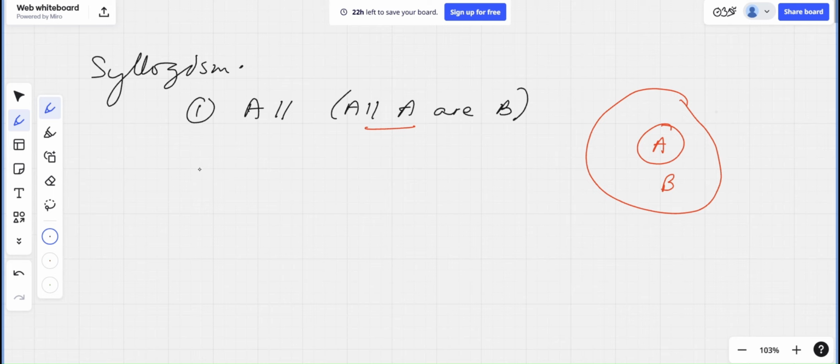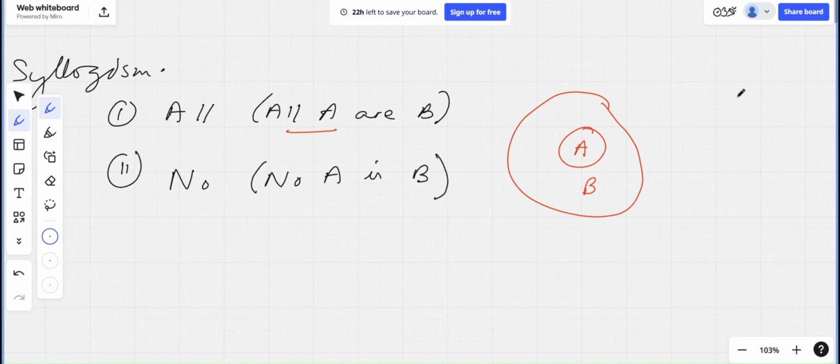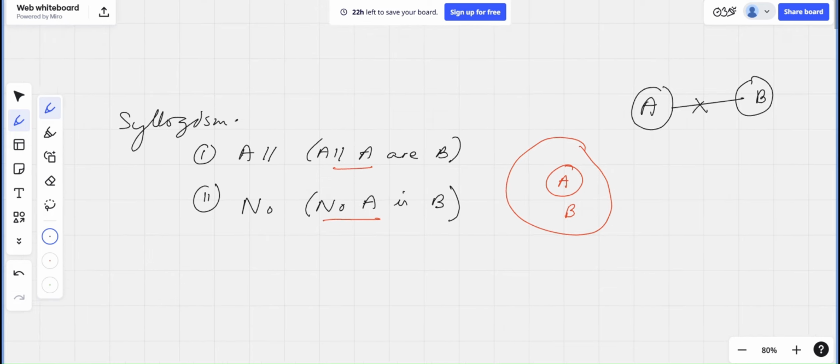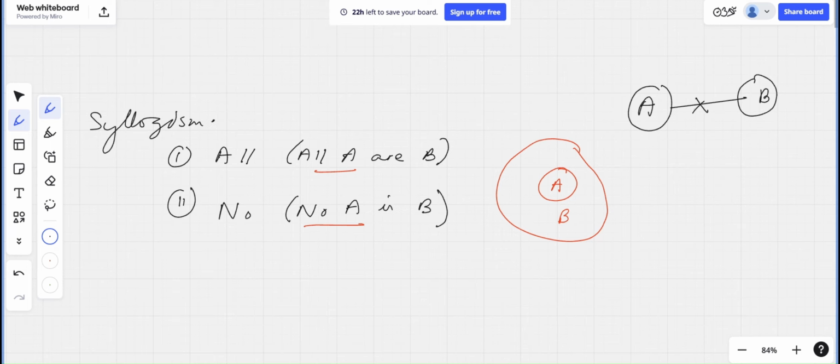What about the second? The second is the "no" based questions. They're very easy. No A is B. If it says no A is B, A can be smaller or bigger. A will be like this, and B will be like this. They won't have any link, they won't touch each other. They are separated. If it says no A is B, the two won't touch each other at all.